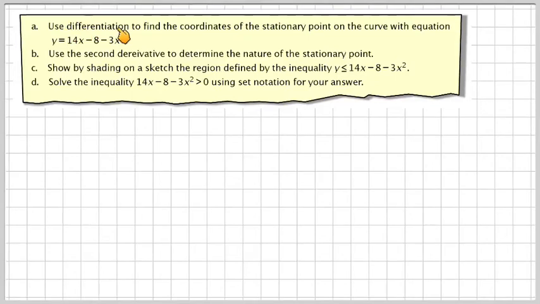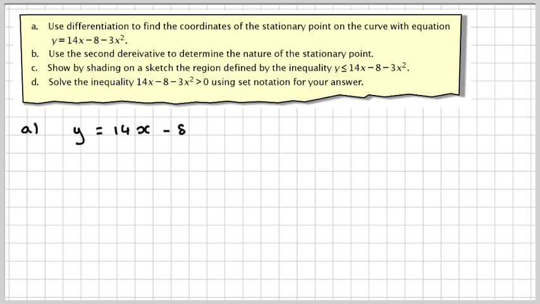Use differentiation to find the coordinates of the stationary point on the curve with equation y is equal to 14x minus 8 minus 3x squared. Use the second derivative to determine the nature of the stationary point. Show by shading on a sketch the region defined by the inequality y is less than or equal to 14x minus 8 minus 3x squared. And then solve the inequality 14x minus 8 minus 3x squared greater than 0 using set notation for your answer.